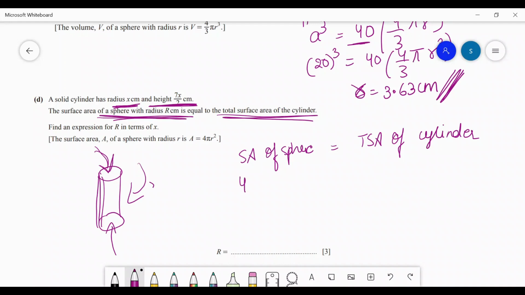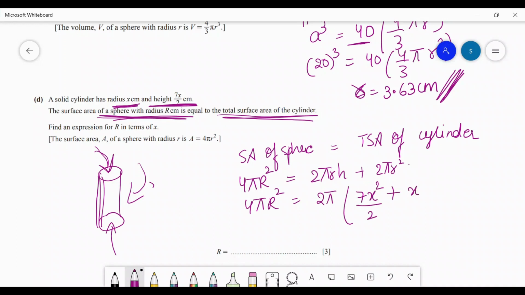So let me put that into a formula here. It is 4 pi R square, where capital R is the radius of the sphere, equals 2 pi r h, which is the curved surface area, plus 2 pi r square, which is the area of the top and bottom of the cylinder. So that would be 4 pi R square equals 2 pi into 7x square by 2 plus x square. So 2R square equals 9x square by 2.